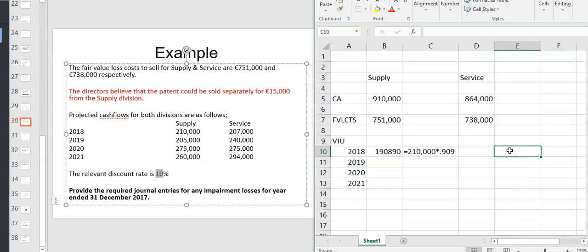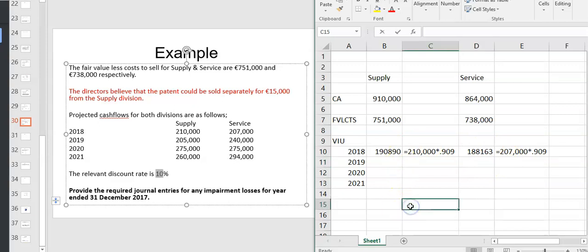Same logic for this one. It's going to be 207,000 times 0.909, because it's still 1 year, it's the first year's cash flows, and it's still 10%. It's just showing the examiner where the figures are coming from and using your discount factor tables. About 188,000. And that's fine. You don't need to round to it. You can round to a whole figure. It's perfect.